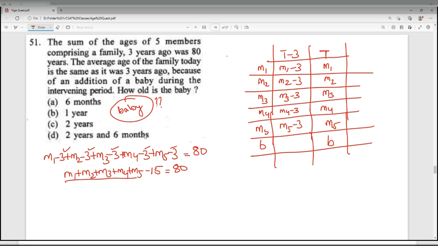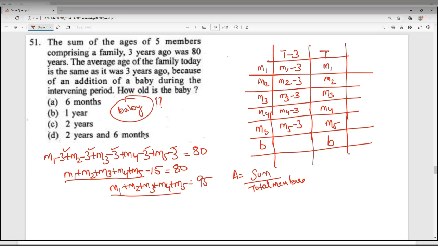And so the sum M1 plus M2 plus M3 plus M4 plus M5 is equal to 95. These are today's sum of ages. And what they're saying is the average age of the family today is the same as it was 3 years ago because of an addition of the baby during the intervening period. So for today, we have to add all of this. Average is equal to sum divided by total members, sum of all the ages and total members.